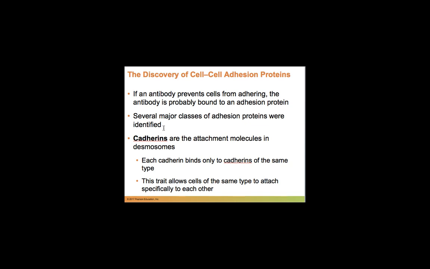So some major classes are cadherins. Cadherins are the attachment molecules in our desmosomes. Remember, desmosomes are important for linking together our cytoskeleton. Each cadherin binds only to cadherins of the same type. This trait is allowing cells of the same type to attach specifically to each other. So a cadherin A will only bind and interact with a cadherin A of another cell. Cadherin A will never mingle with cadherin B. They will never form that connection.